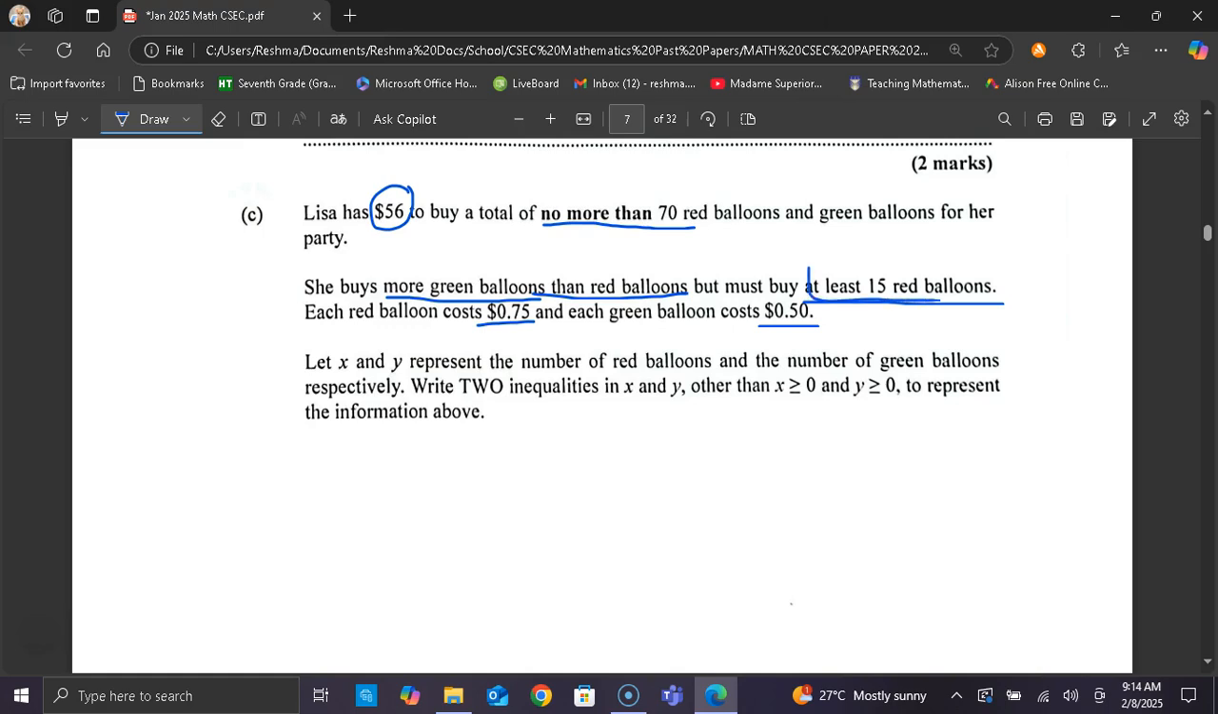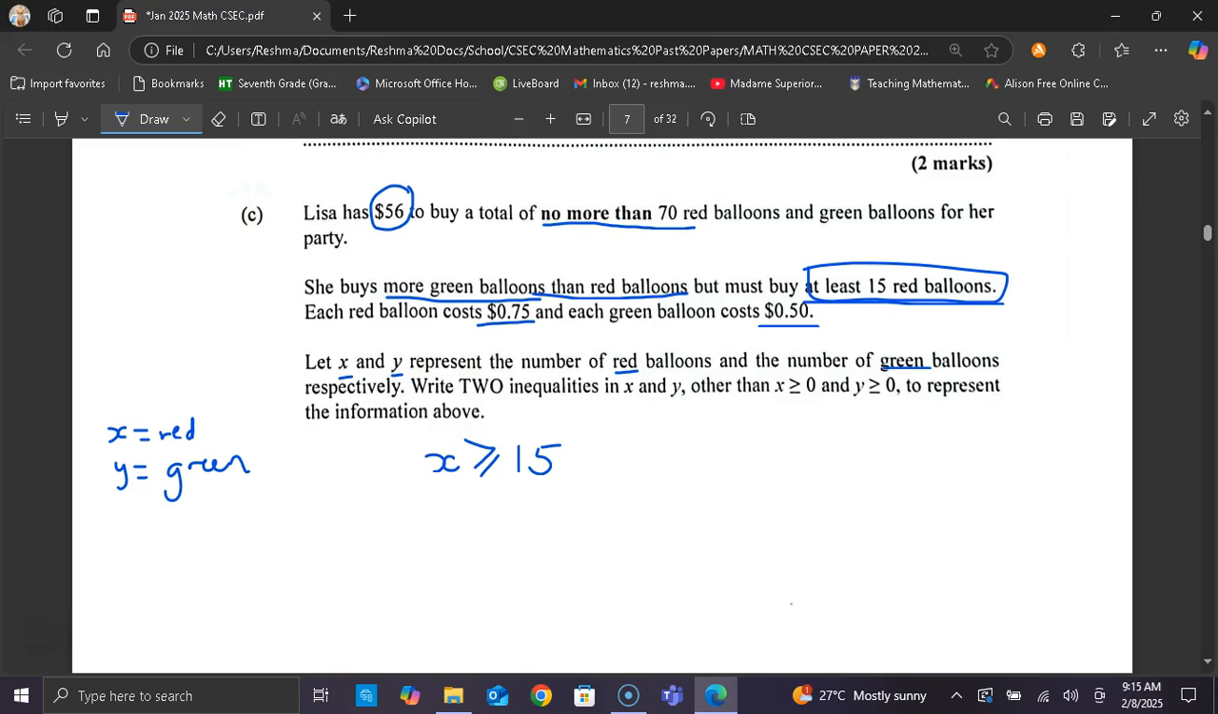Okay, so let's start off with this piece of information first. At least 15 red balloons. So we know red balloons is Y. Sorry, red balloons is X and Y is the number of green balloons. Let me just write that at the side so I could remember. X is the number of red and Y is the number of green balloons. So the first inequality, if she must buy at least 15 red balloons, it means X has to be greater than or equal to 15, because at least means more than or equal to.